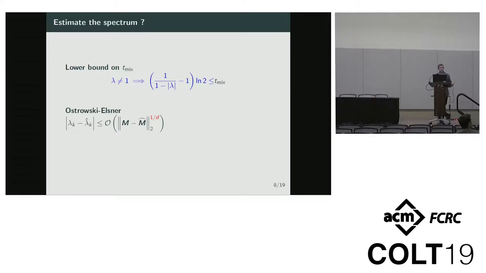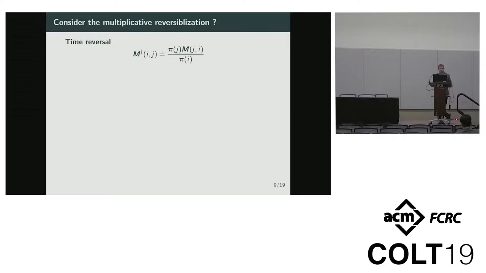The problem is you're losing dimension-free perturbation inequalities here. You incur a pretty steep price for the dimension. Moreover, although you can lower bound it, you can't really upper bound it directly with the spectrum of M. So you have to go for another path.